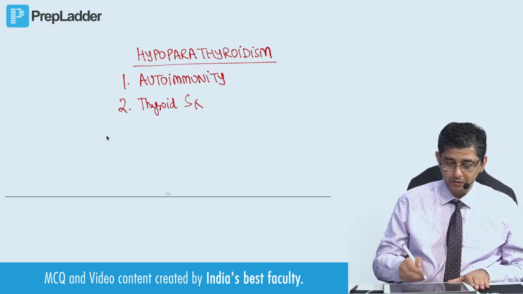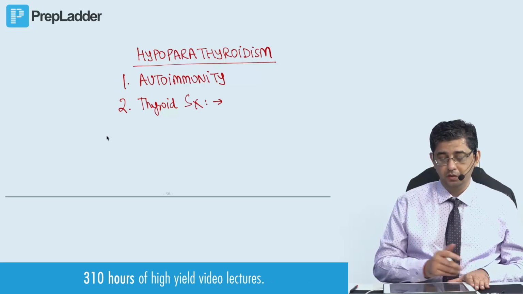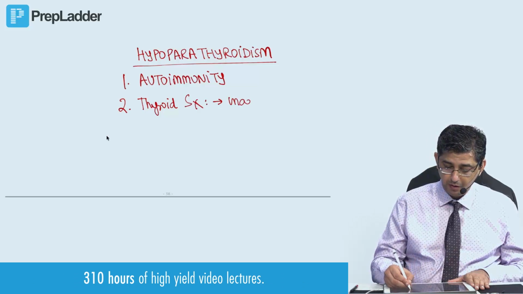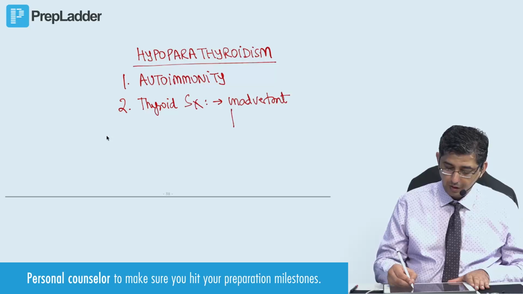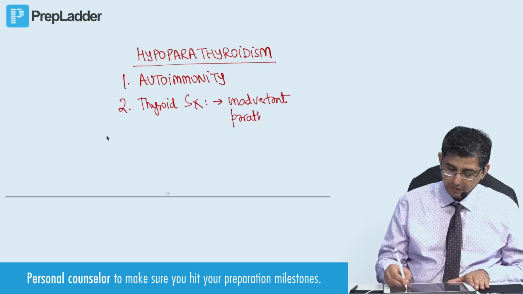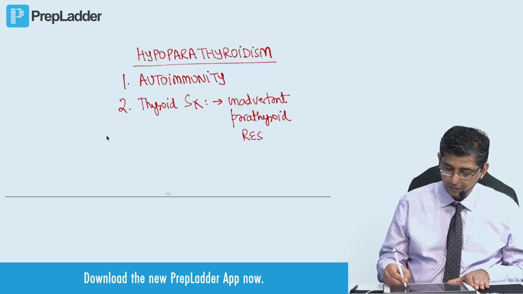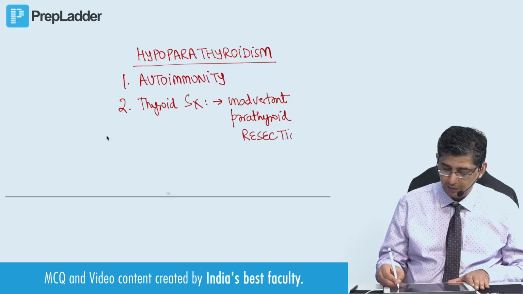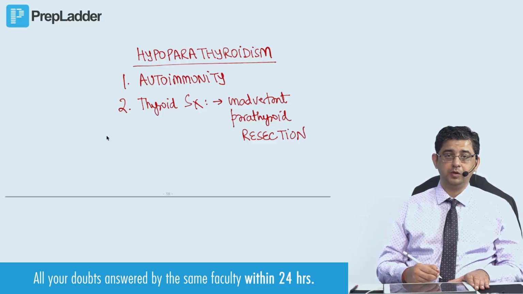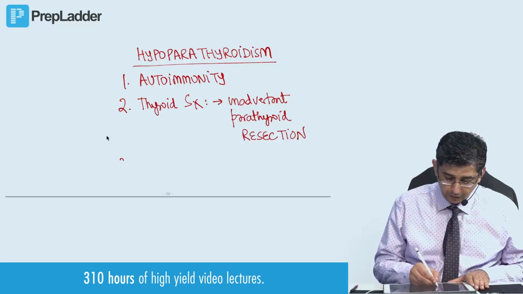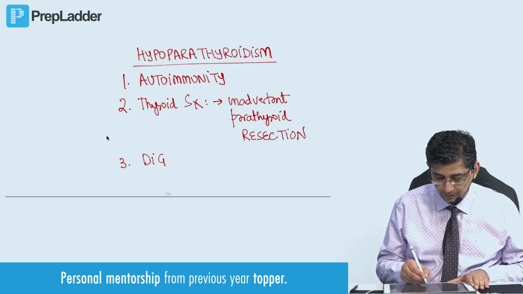You see, during thyroid surgery, like for example, if a total thyroidectomy is being done in the patient, then there's a possibility that there might be an inadvertent parathyroid resection in the patient, and this inadvertent parathyroid resection will result in development of hypoparathyroidism in a patient. The third cause for this could be DiGeorge syndrome.